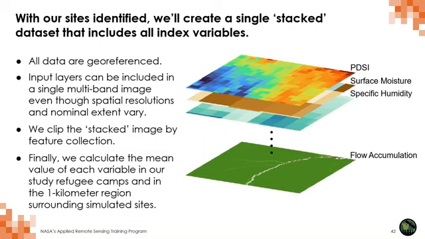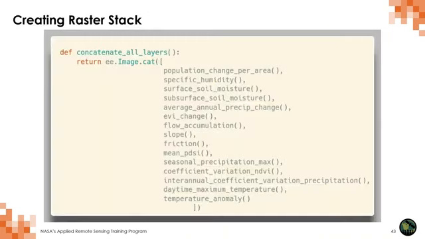After we've identified our sites, we then create a single stack set of rasters. This is used as the basis for our index. While you can see here and on prior slides that they vary in spatial extent, we're still able to generate the mean values at each camp level and each simulated site. We do this by using the cat function in Earth Engine, and this essentially allows us to create that raster stack. Each function call, as you'll see here and in the Colab notebook, generates an image, which we then concatenate together.